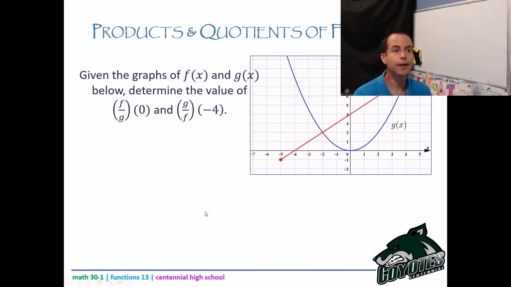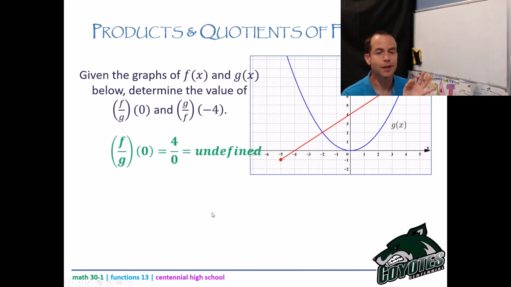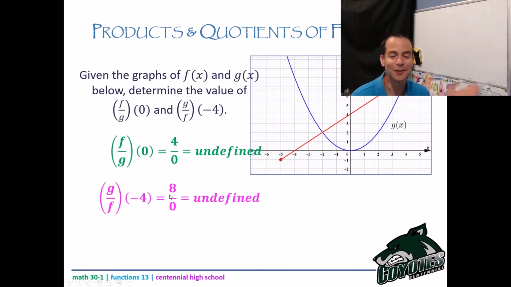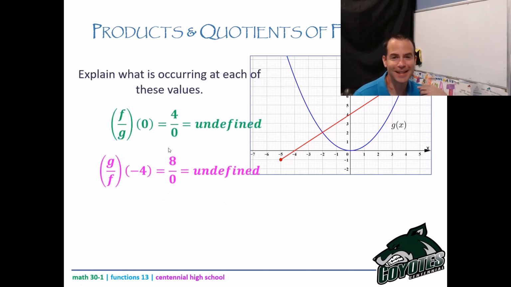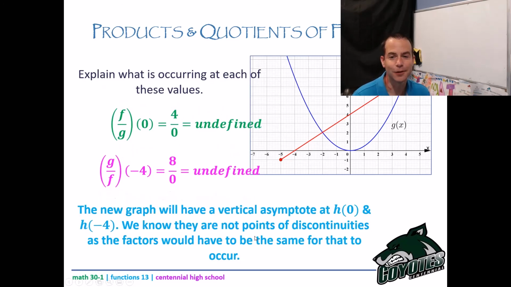Now, how do I know? Sorry, I'm getting ahead of myself. Let's just answer that question first. So f over g of 0 is undefined, and g over f of -4 is also undefined, okay? All right, then it says, explain what is occurring. What would be occurring here is a vertical asymptote.